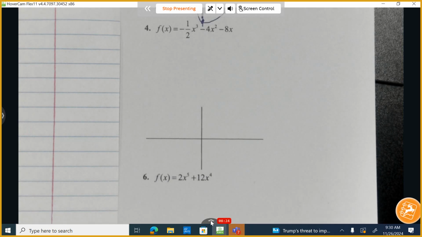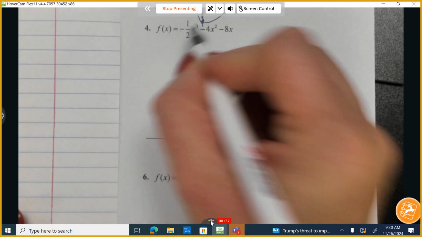Number 4 looks so much more confusing than it is. It looks so much more confusing. And you know why it's confusing for students? Because we hate working with fractions. Do you agree if it wasn't 1/2, it wouldn't look so scary? So we want to remove that 1/2. In fact, let's remove the negative 1/2.